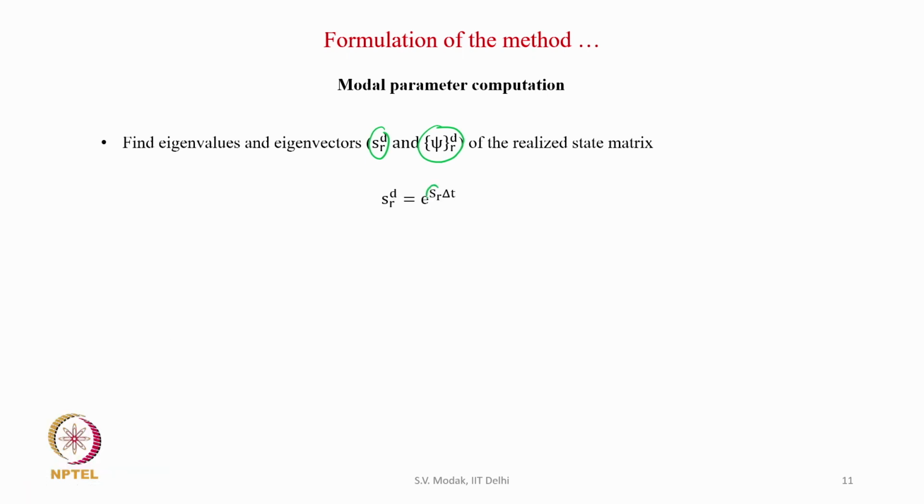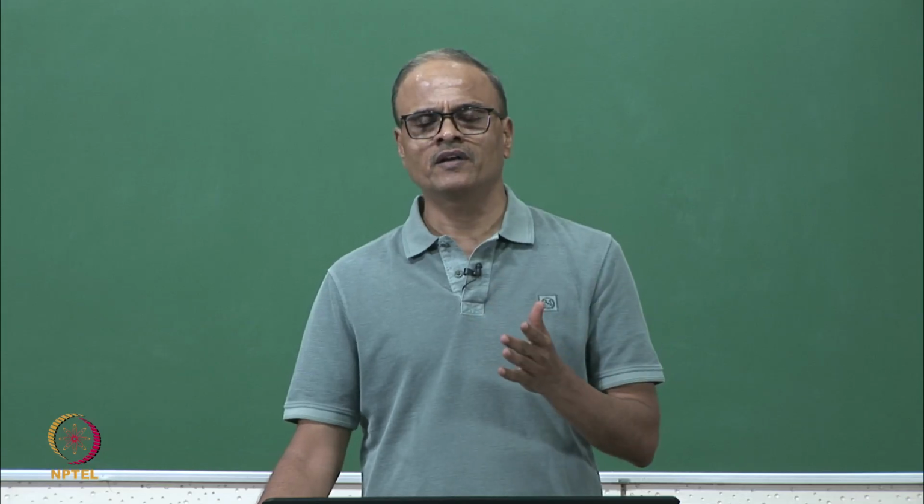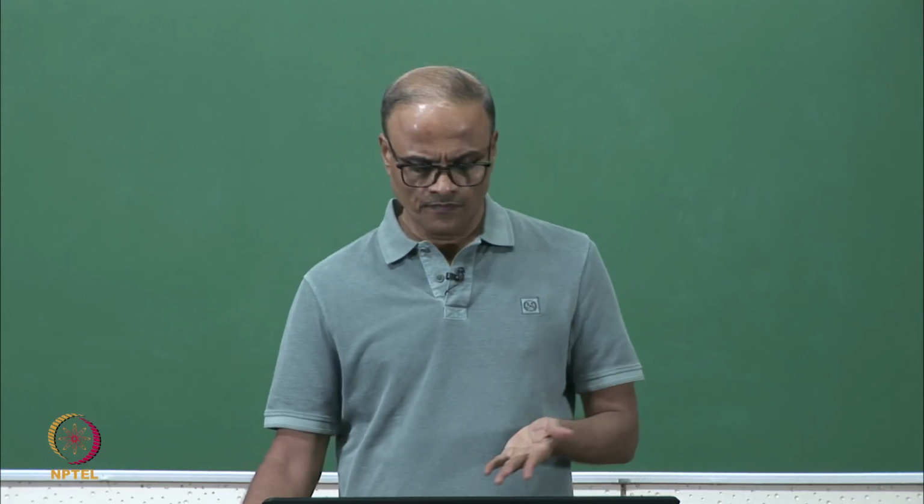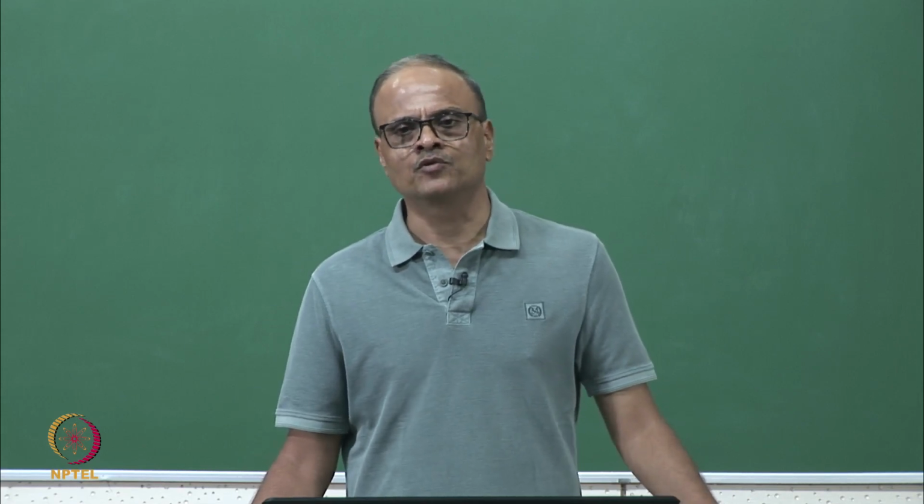So, here SR is the eigenvalue in continuous time, right, while SRD is the eigenvalue in discrete time. Okay. So, from here we can find SR, because the systems in practice generally are underdamped systems, and therefore, these eigenvalues would be appearing in complex conjugate pairs, right.